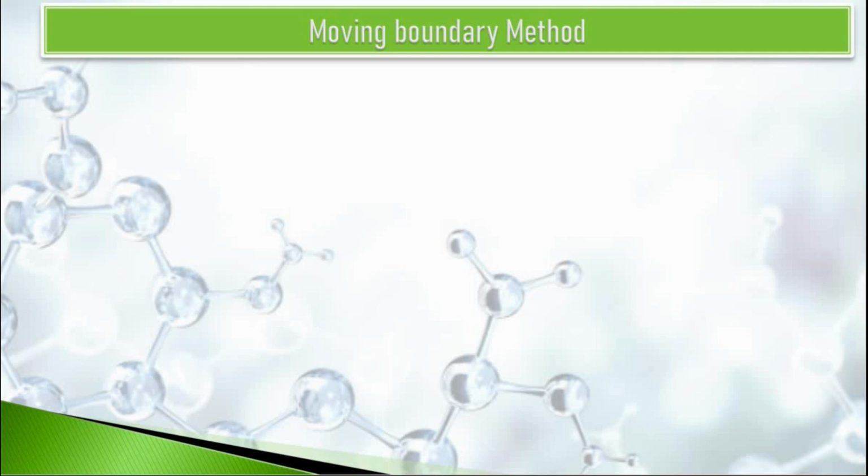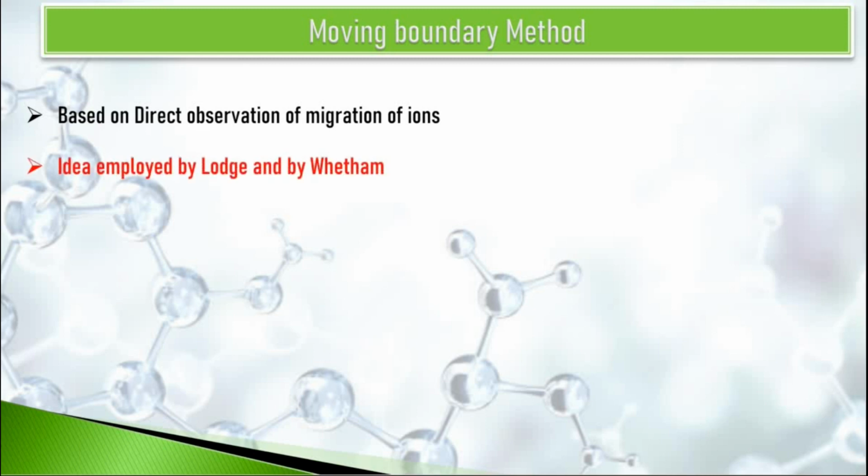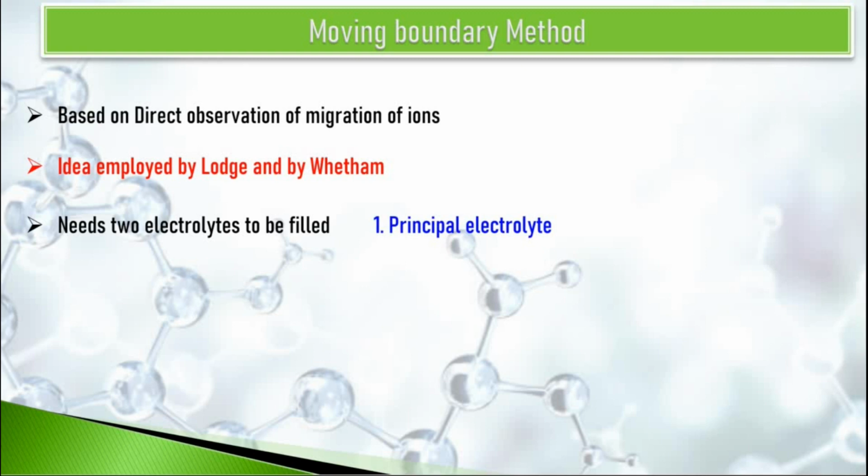Moving boundary method used for determination of transport number is based on direct observation of migration of ions. This method is based on the idea employed by Lodge and Whetham for the study of speeds of ions. In order to determine transport number of given type of ion by moving boundary method, we have to fill two types of electrolytes in a tube. The first one is principal electrolyte and the second one is indicator electrolyte.